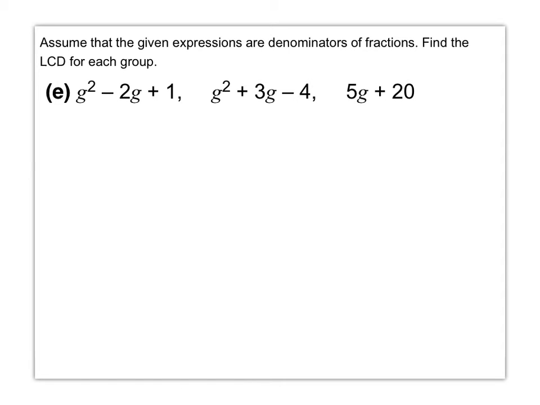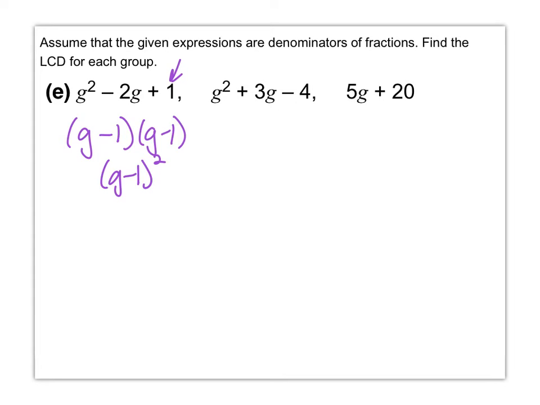All right, let's look at this group. We need to factor first before we find the least common denominator. And again, we're assuming that these given expressions are actually denominators of fractions. The first denominator is a simple trinomial, which can be factored by looking at the factors of 1 that will add up to -2. Those factors are g minus 1 times g minus 1, which can also be written as g minus 1, the quantity squared, since that's a perfect square trinomial.